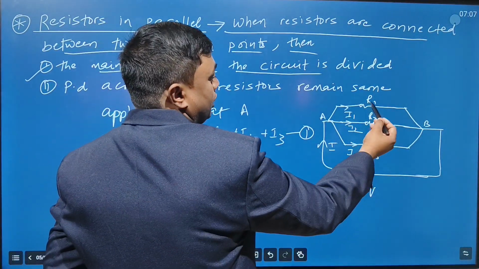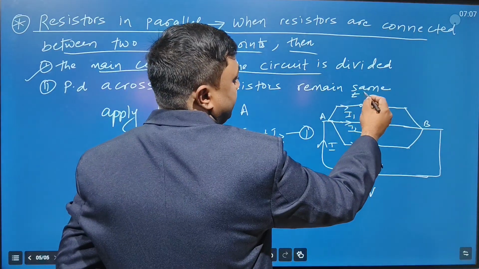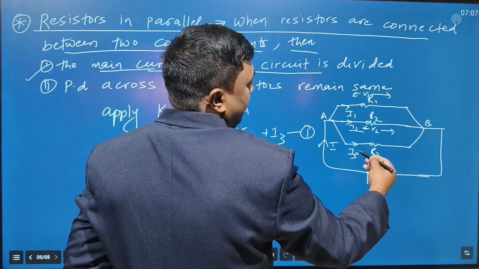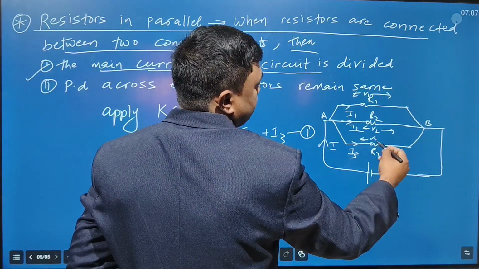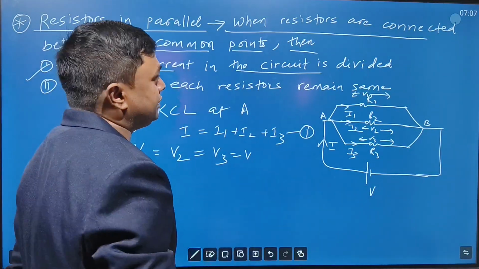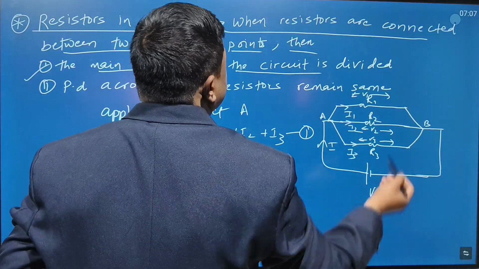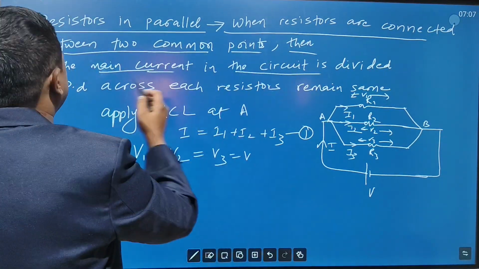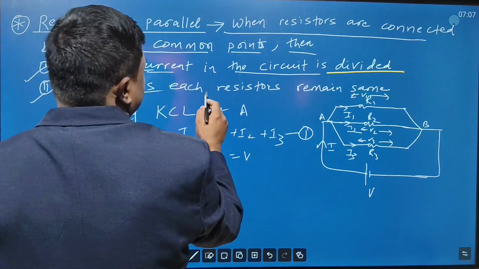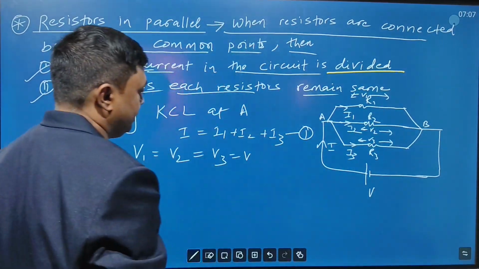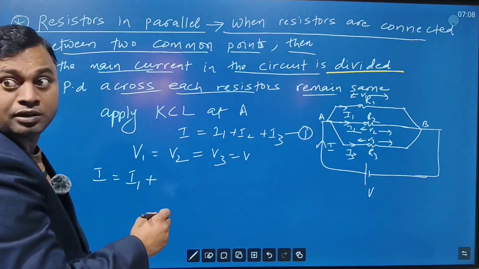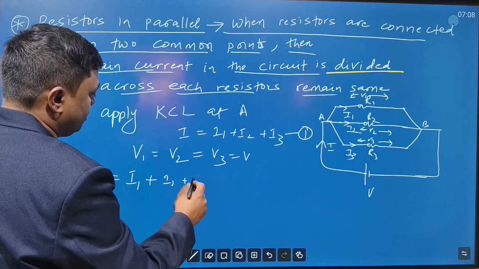Why? Because whenever I1 passes through R1, there is a potential drop across it, that is V1. Similarly, whenever I2 passes through R2, there is V2. Whenever I3 passes through R3, V3 is there. But as there are common end points, the potential difference is the same. So when the resistors are connected between two common points, the main current in the circuit is divided, and the potential difference across each resistor remains the same. Is it clear? So what we learned so far: I is equal to I1 plus I2 plus I3.